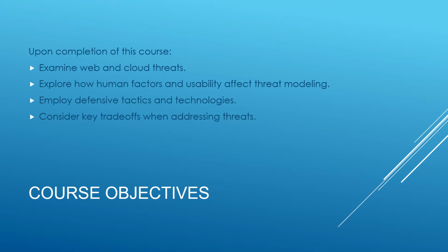At the end of this course, you should be able to talk a bit about what the threats are that are associated with web and cloud computing, how human factors and usability deal with threat modeling, the ways that we address the various types of threats that are associated with securing systems, and then be able to talk about how it's always a trade-off between making a system accessible and usable and making it secure. And so balancing the amount of threat and risk that an organization is willing to accept with potential rewards.